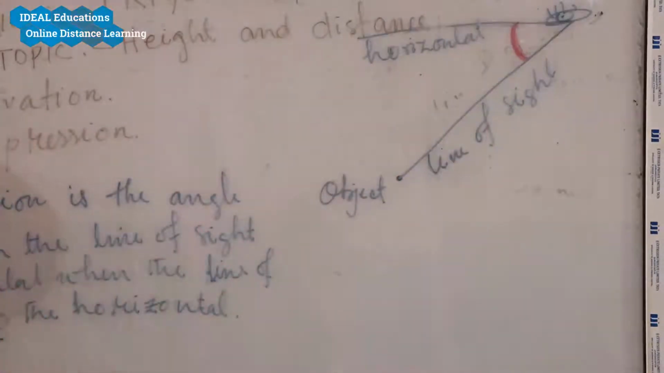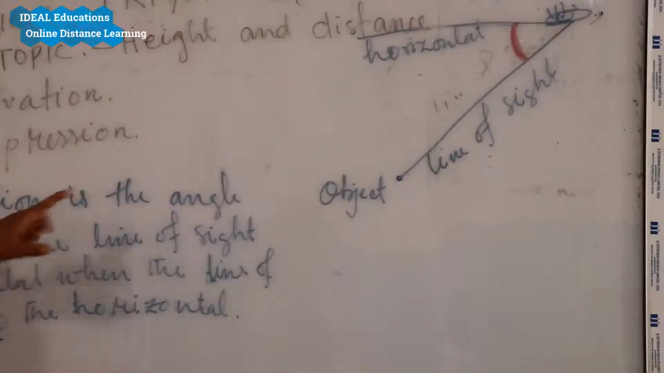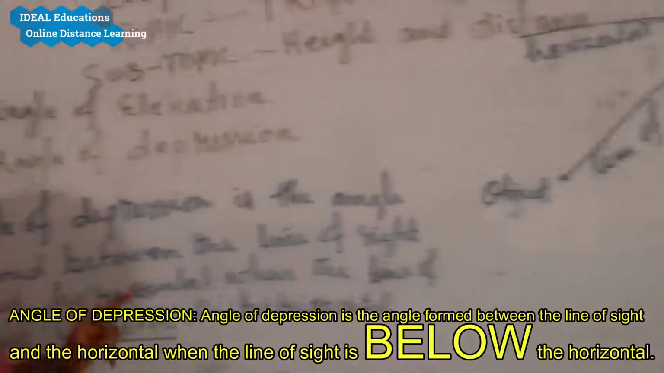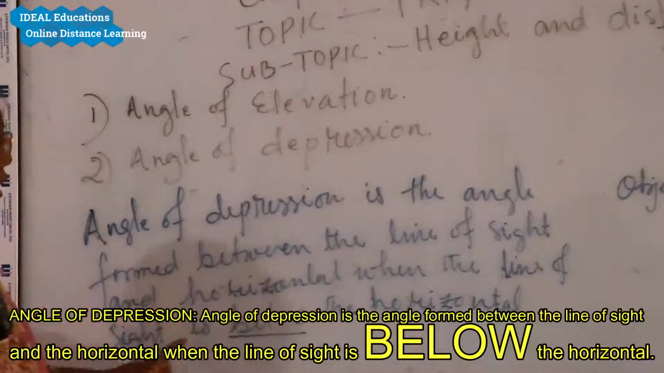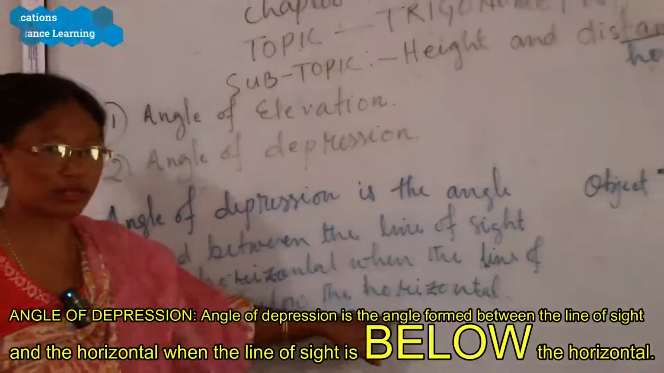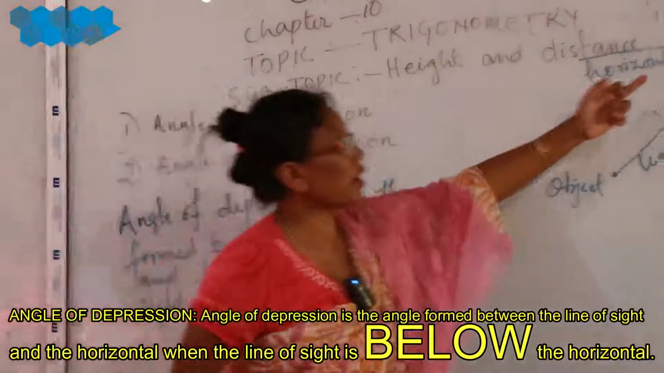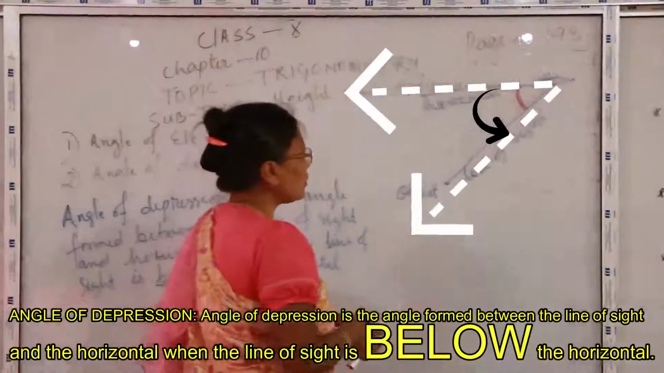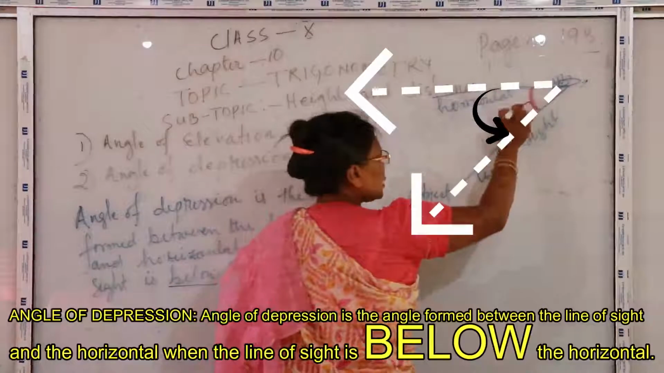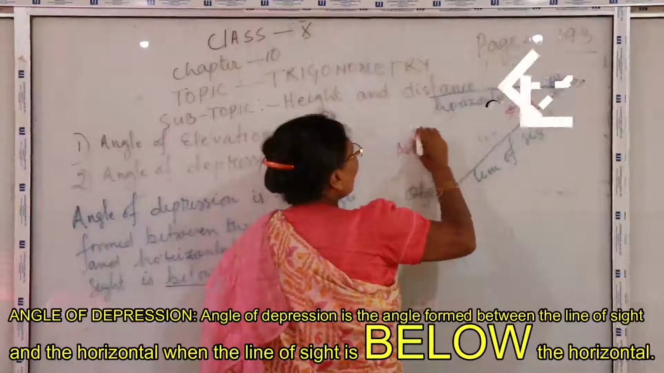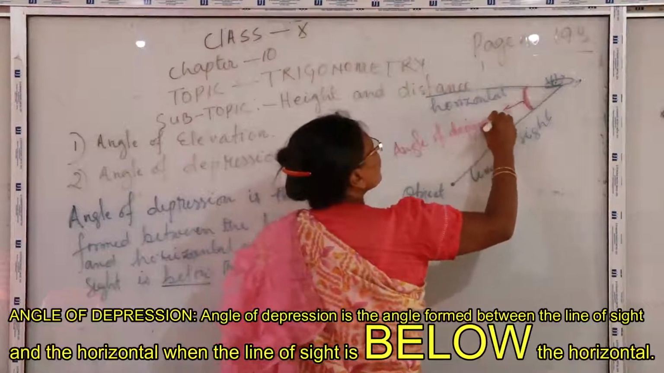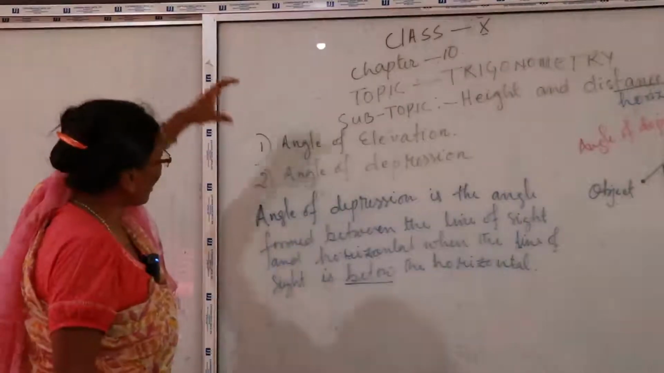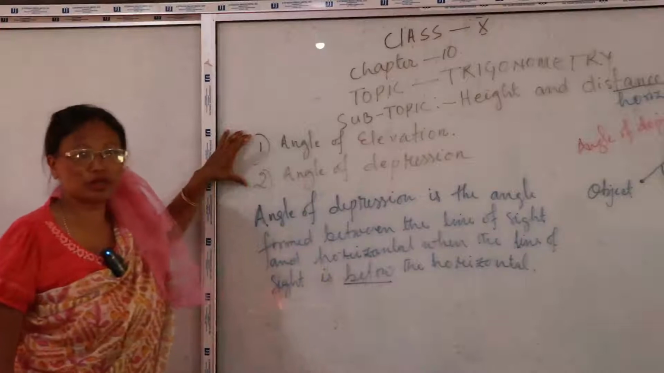That means here, the angle of depression is the angle between the line of sight and the horizontal when the line of sight is below the horizontal. That's why this angle is called angle of depression. Okay, now I have already told you two definitions as well as two formulas.